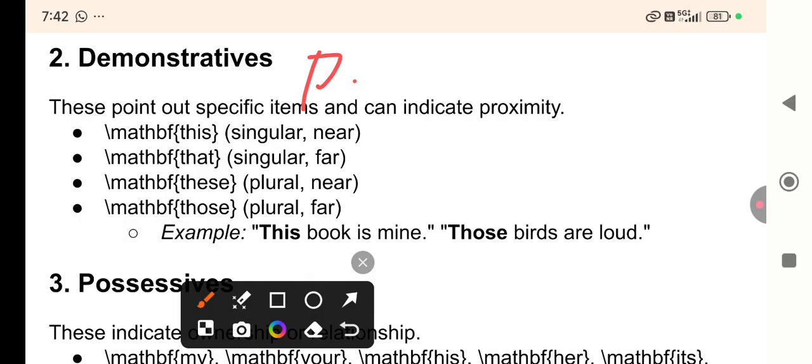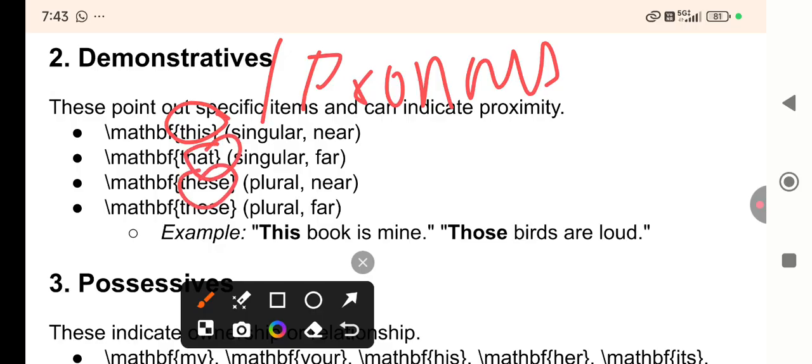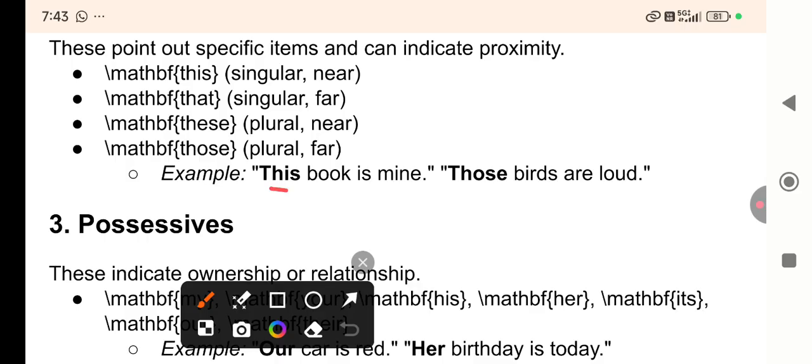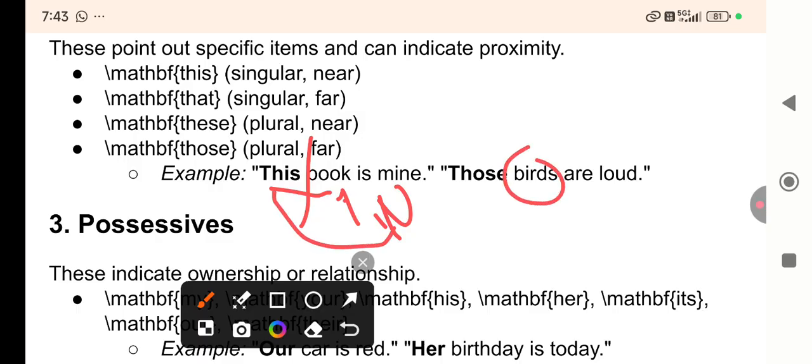Demonstrative pronoun. So this, that, these, those, and such. So these are used, for example, this book is mine, right? So here book is a noun, so that's a demonstrative. Those birds are loud, so birds is a noun, and this is a determiner.